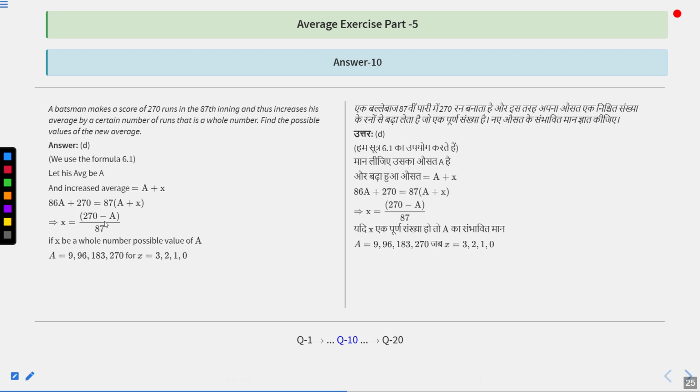Clear? So if we put the value of A as 9, we get the value of x as 3. If we put the value of A as 96, we get the value of x as 2. Same way, when we put the value 183, we get the value of x as 1. When we put the value of A equal to 270, we get the value of x equal to 0, because 0 is also a whole number. Clear? So our new averages will become 12, 98, 184 and 270. Clear? Next one.